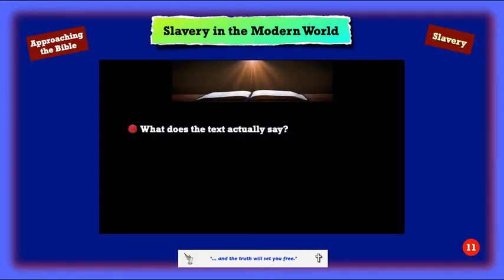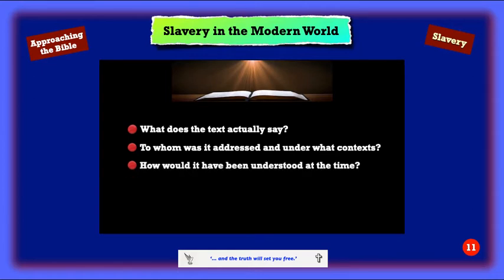Let's just stop for a moment and think about how we approach the Bible. What does it actually say? Remember, it's in translation. Use a genuinely modern translation. The translators with great skill have tried to capture the meaning of the original text and get it into modern English, or whatever language you use. But ask, when you read something, to whom was it originally addressed and what's the context? How would the original hearers have got it? And why was it said?